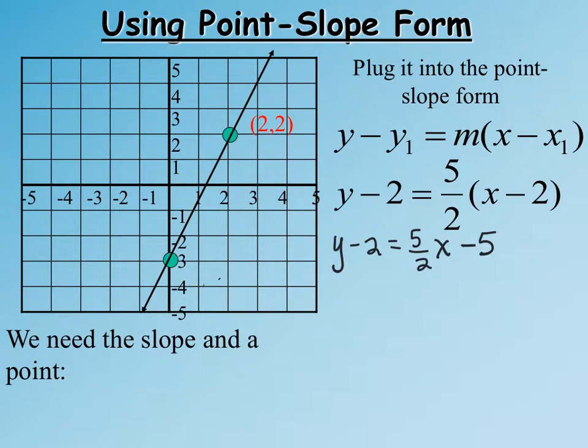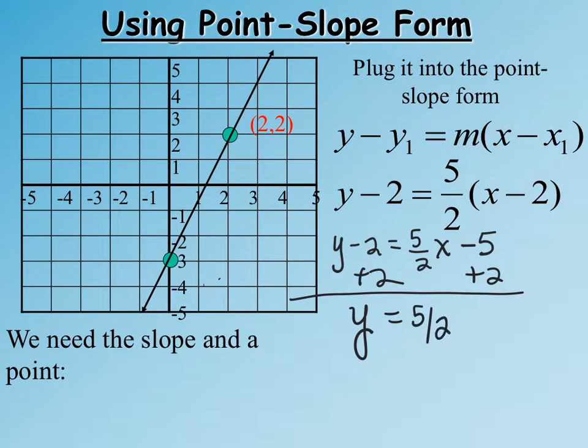So, when we distribute 5 halves times x, we get 5 halves x. And 5 halves times -2, we get -5. Right? So now I want to get it into slope-intercept form. I am going to add 2 to both sides. And I get y is equal to 5 over 2x minus 3. And this is in slope-intercept form.